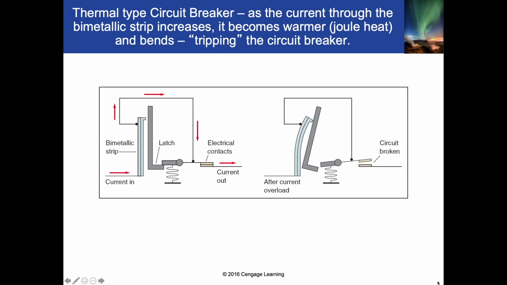As the current through the bimetallic strip increases, it becomes warmer, right? The Joule heat, right? And it bends. And when it bends, it trips the circuit breaker, right? Isn't that cool? Isn't that neat? So here's your normal circuit, you're doing fine in your normal circuit right there, right? And this is the switch right here, right? This is a switch that you pull back and forth, okay?